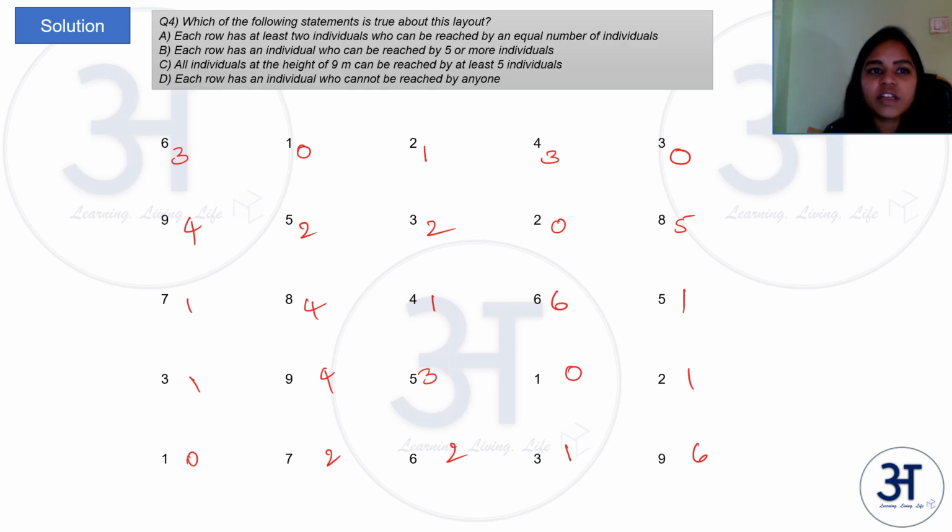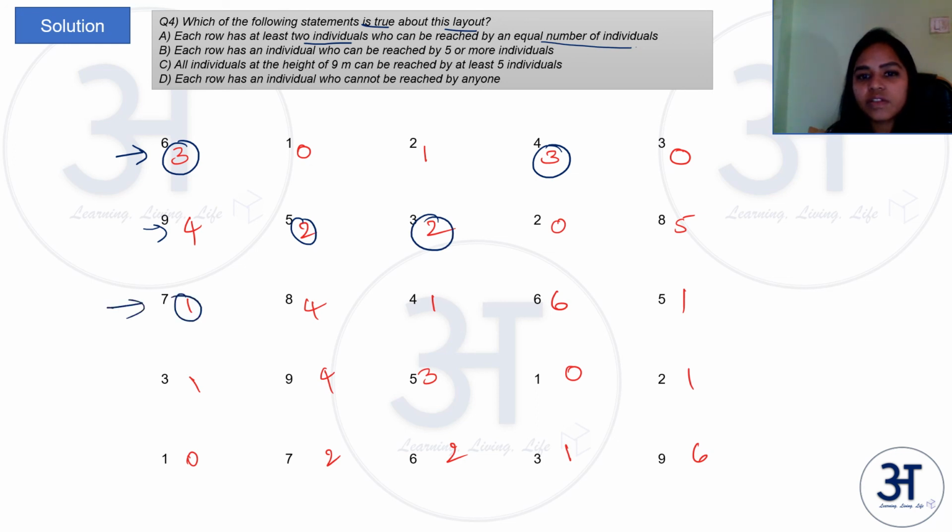So the last question asks, which of the following statements is true about this layout? Each row has at least 2 individuals who can be reached by an equal number of individuals. So let's see if this is correct. So in this, yes, there is a possibility, 2 individuals. In row 2 also there is a possibility, 2 twos.